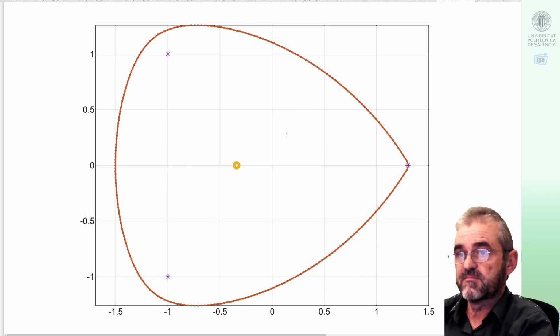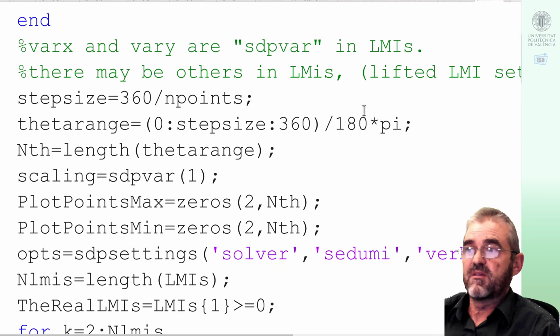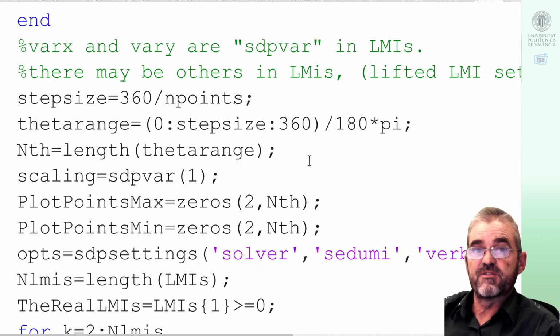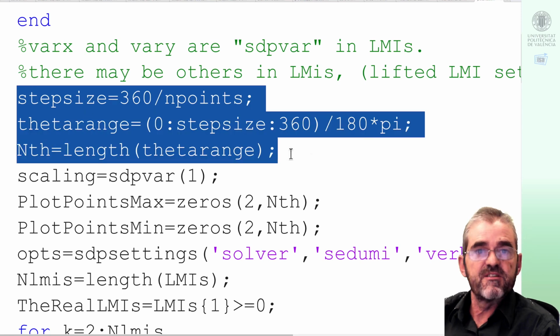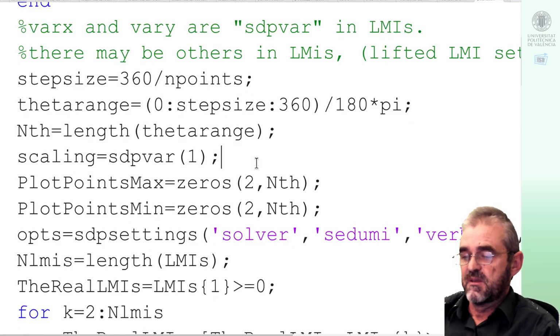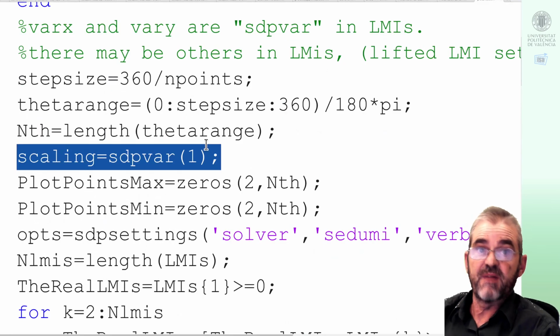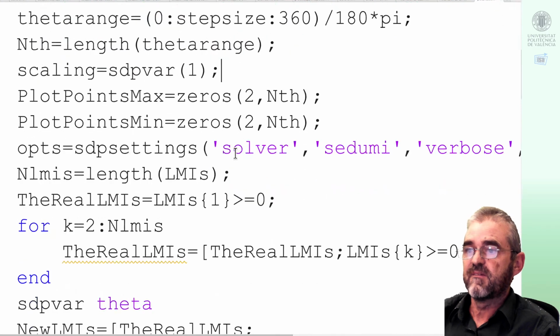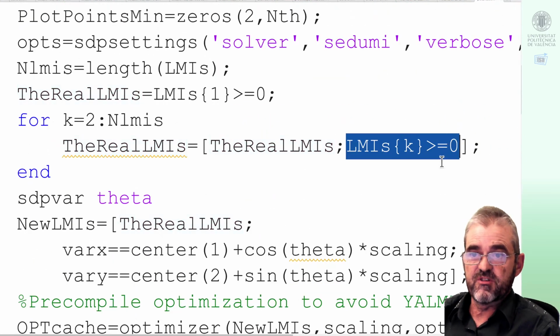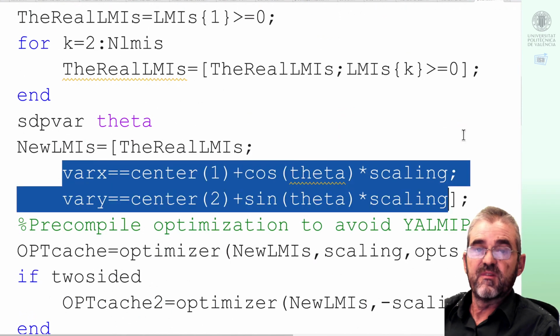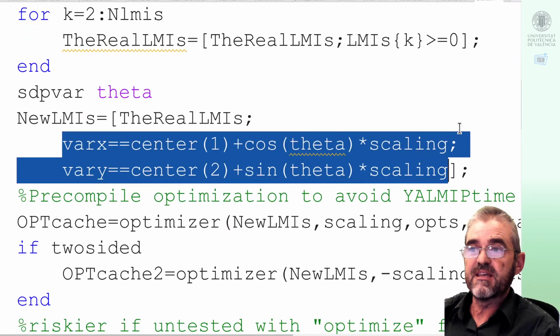And how is it done in MATLAB? Well, let's quickly see that, but it's not really that important if you understood the ray idea, so you may fast forward this video. So in here I get step size, number of points, and rays in a given angle. Scaling will be a decision variable to be maximized or minimized. I will put the conditions that every matrix in the list of LMIs must be positive semi-definite. These will be the x and y coordinates of the ray that starts in the center and with an angle theta scales farther and farther away until it ceases being feasible.